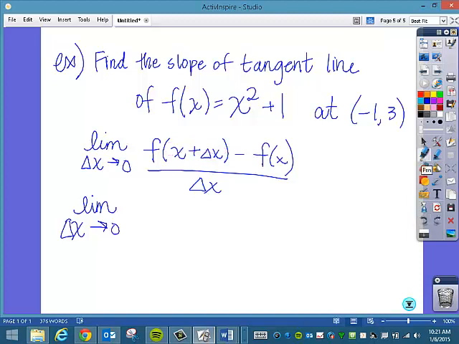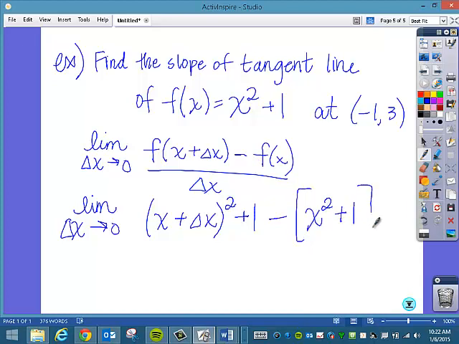Okay, so I'm going to have (x plus delta x) squared, plus 1. Then I'm going to subtract f of x, this whole thing. So I have to use parentheses or brackets, whatever, it doesn't matter, over delta x.